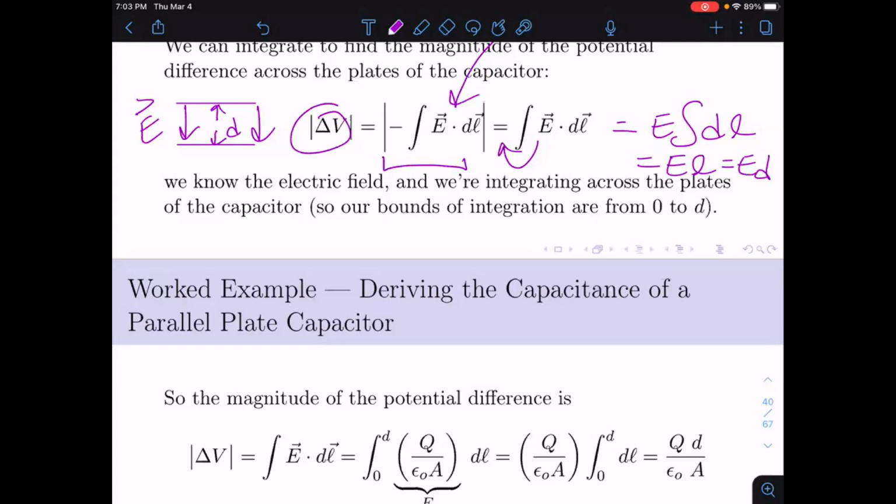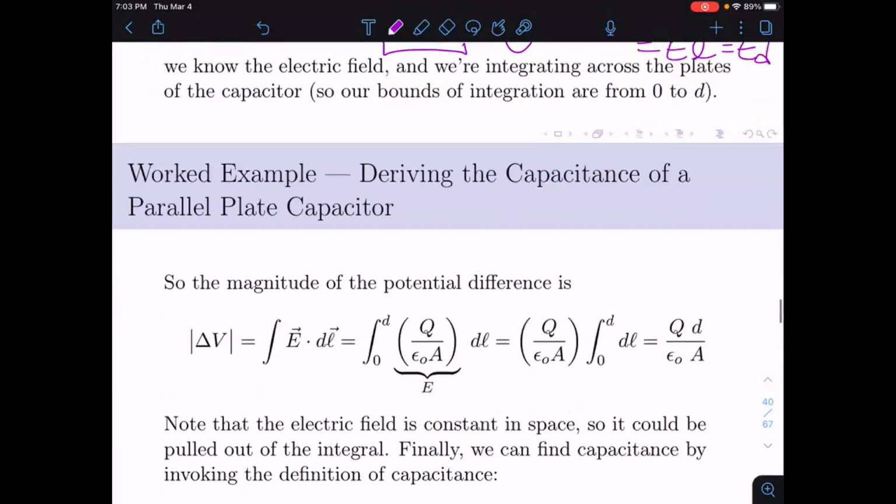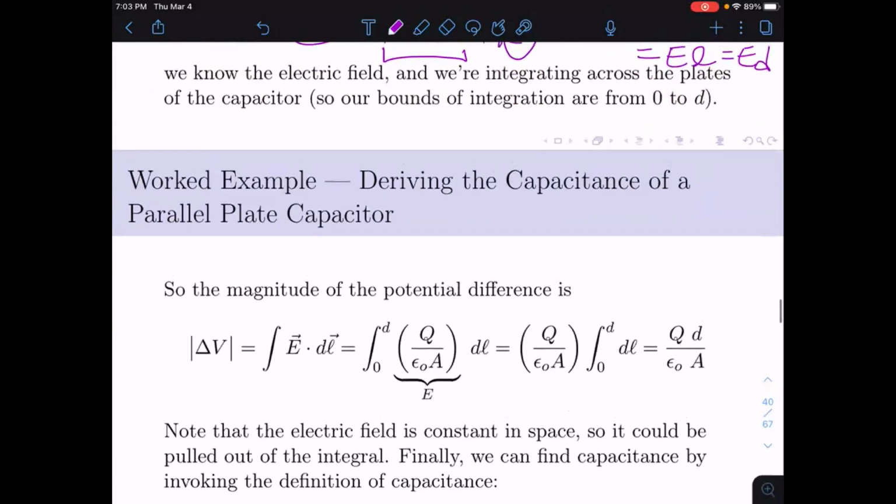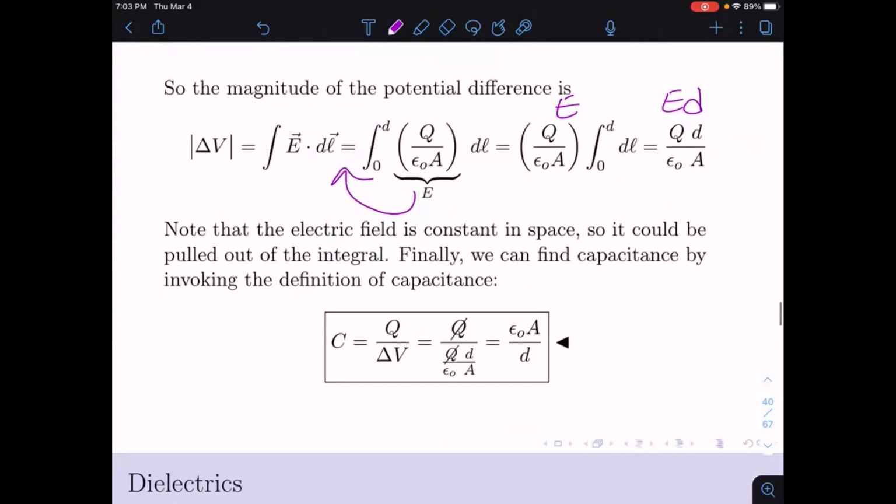All right, so moving on from there, exactly what I said. We're just going to pull that E field out of our integral here. So that's E, and then I will just multiply it by the distance D that I got, and I'll end up with QD over epsilon naught A. That is equal to my voltage, delta V, QD over epsilon naught A.